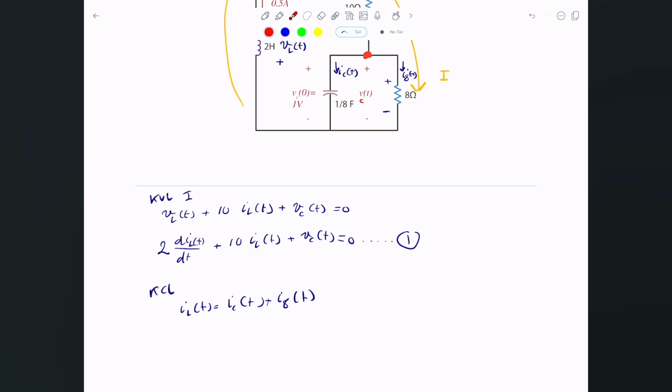If you think about it, if I can get rid of IL of t and IL of t in here and write it in terms of VC of t, I'll be golden because I'll end up with an equation that contains VC of t. So my task now is to convert everything here in terms of VC of t.